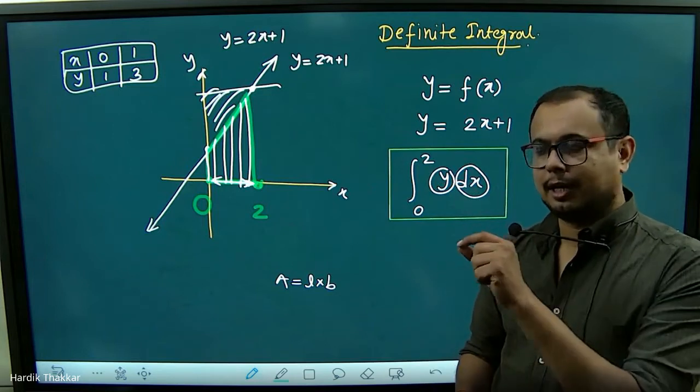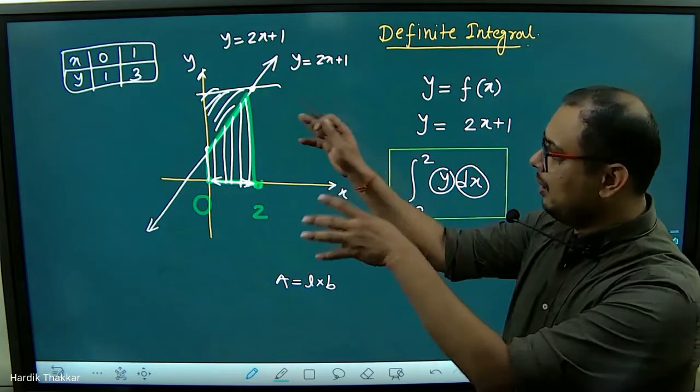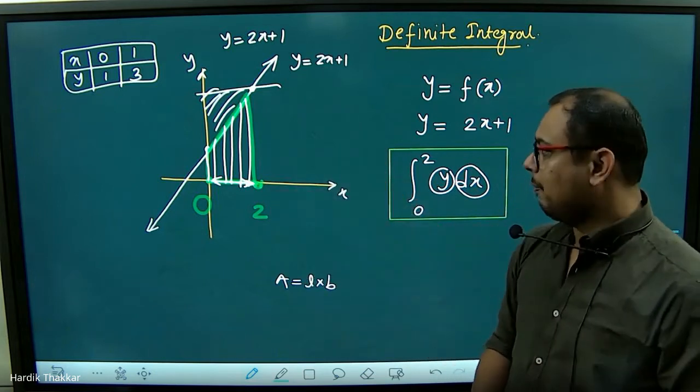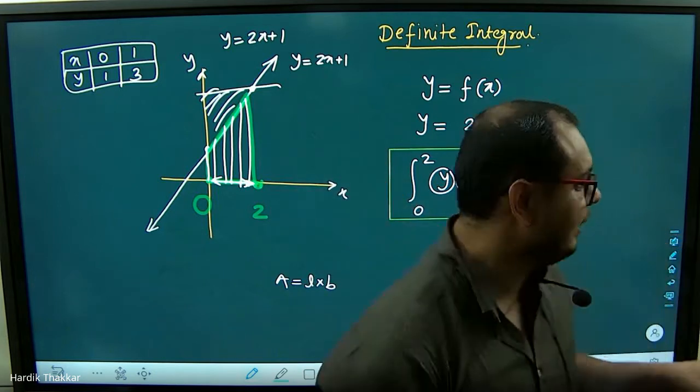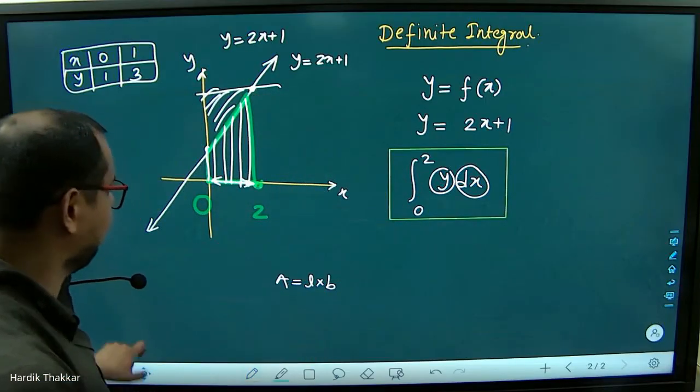So another chapter is there named application of integral. In that we will discuss these topics in detail. Right now, how we calculate the definite integral, that topic we have to focus on.